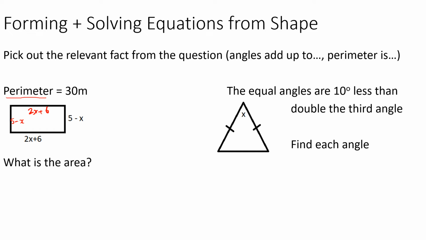Well, we need to set up an equation. We know that the perimeter is equal to 30, and we also know the perimeter is equal to all of these things added up. So it's 2x plus 6 plus 5 minus x plus 2x plus 6 plus 5 minus x. Collect your terms together. So we've got a 2x and a 2x, that's 4x. Take away an x, take away an x. That will give us a total of 2x.